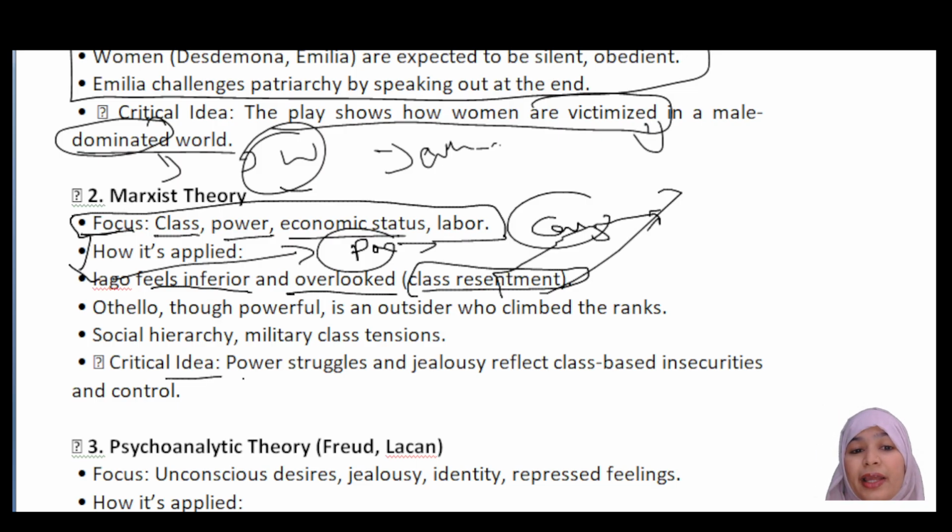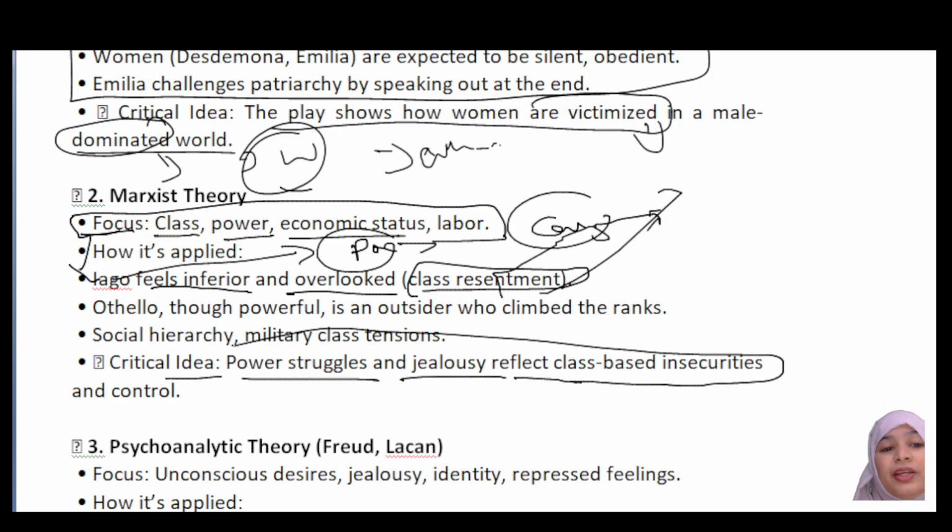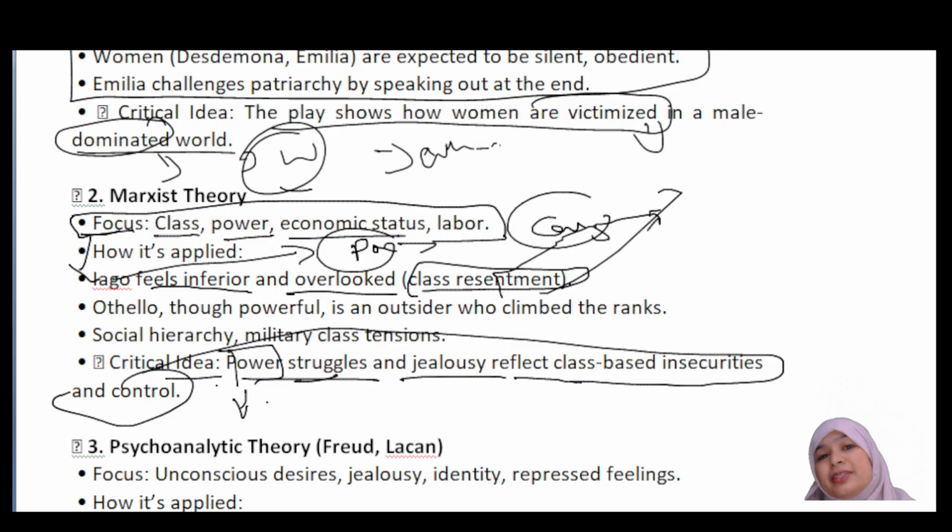What about the critical idea? Power struggles and jealousy reflect class-based insecurities and control. Here we can see the power struggle between Cassio and Iago, and it also shows jealousy. He is very junior to me. How did he get that position, how did he get that promotion? This is what is called jealousy.